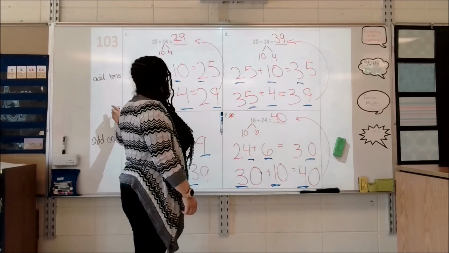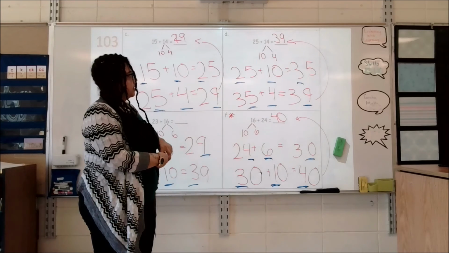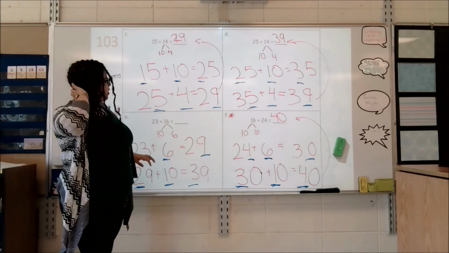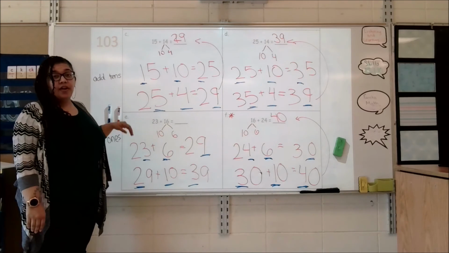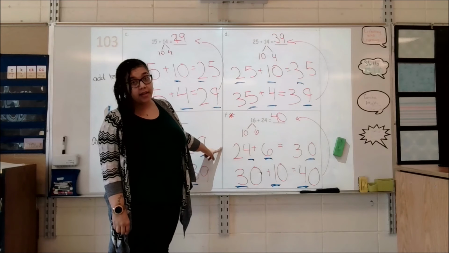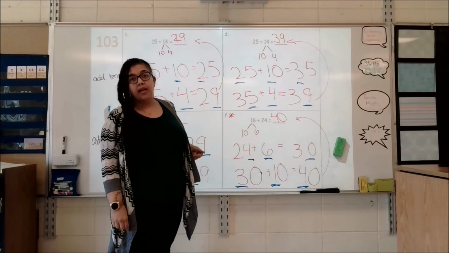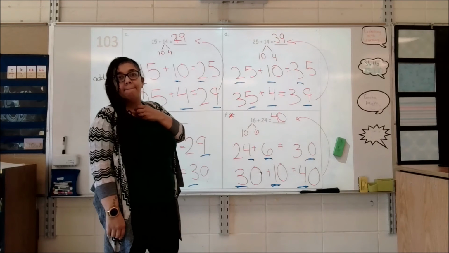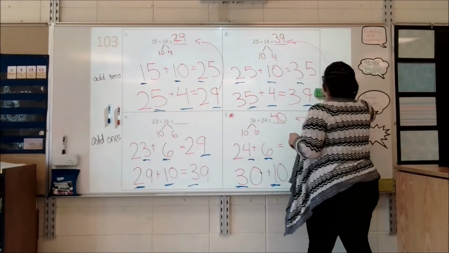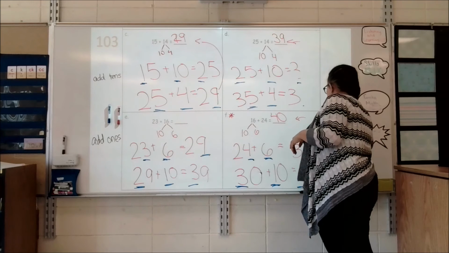All right, good job. So, like I said, sometimes when you add your ones, you will get a complete new group of 10. So you can either add the 10s first or add the ones first. If you're going to get a complete new group of 10, wouldn't adding the ones make more sense? Good. All right, let me show you what you're doing today.